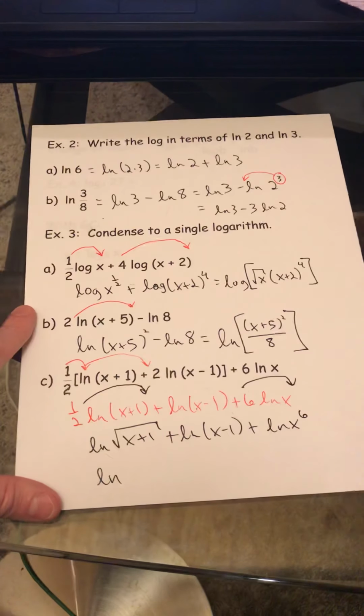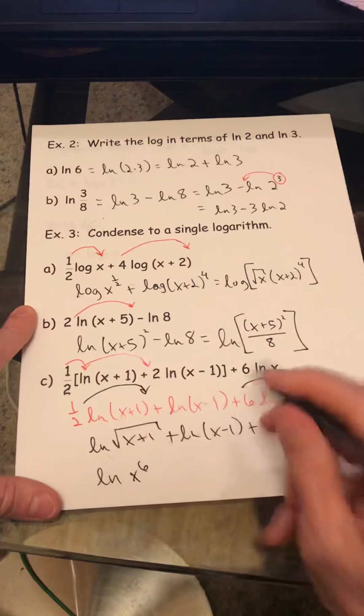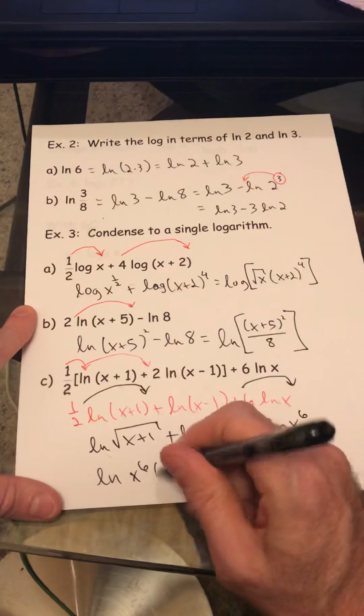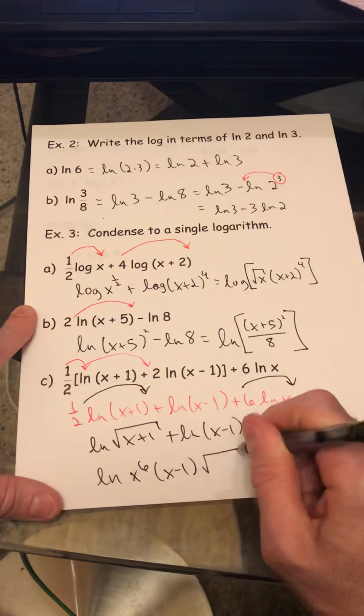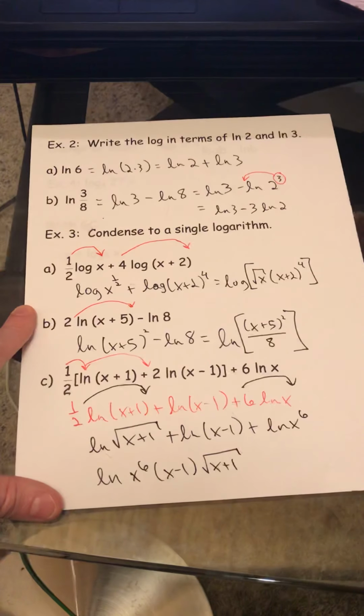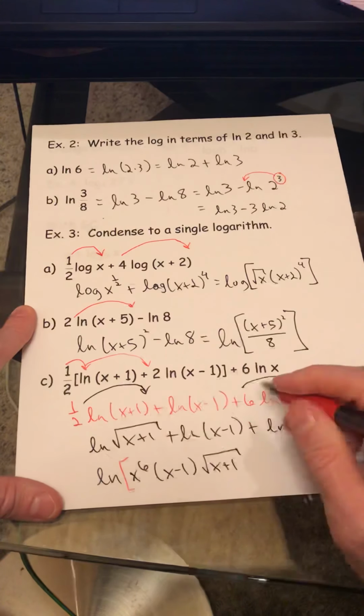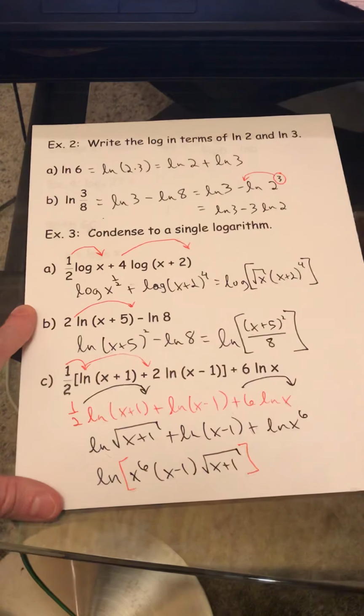So from here, I'll put the x to the 6th out front, x minus 1, and then x plus 1. And again, especially with a long chain like that.